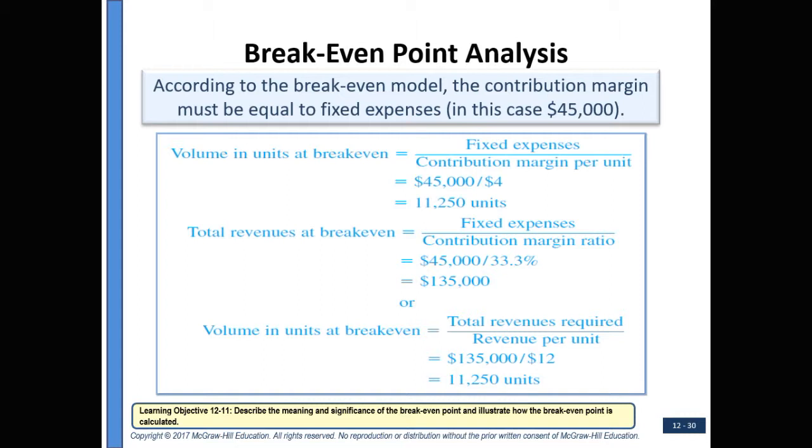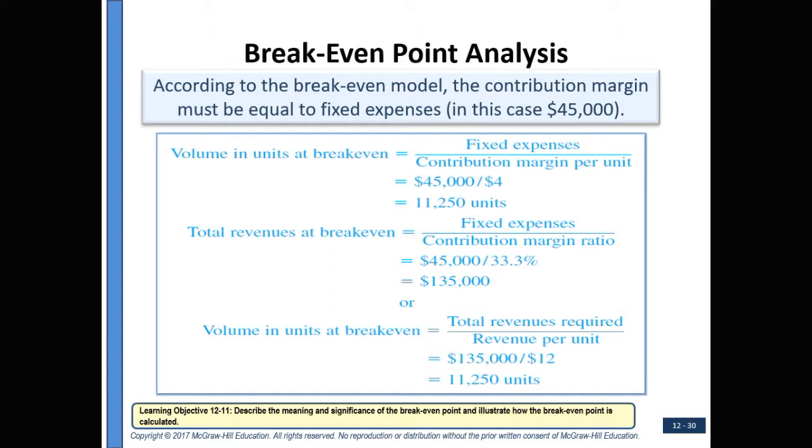Now this works really well if you only have one item. If you have more than one item though, that may not work so well because we may be dealing with a product mix. So then we can take our fixed expenses divided by that total contribution margin ratio, and that's going to tell us what our revenues need to be to get to break even. And then we can take those total revenues required, divide by revenue per unit, and that will tell us our volume in units at break even.